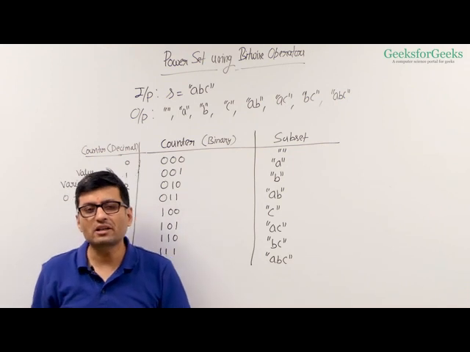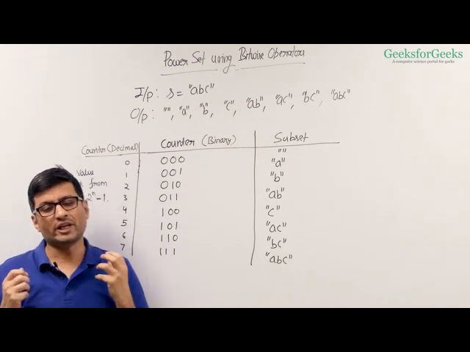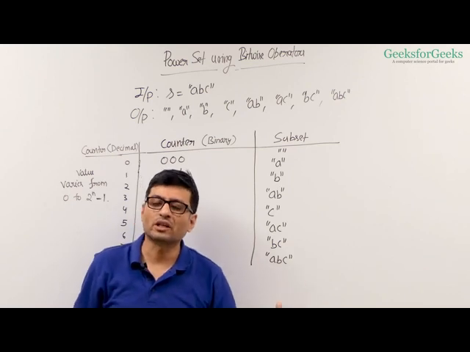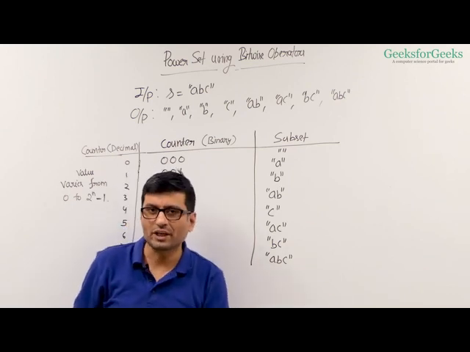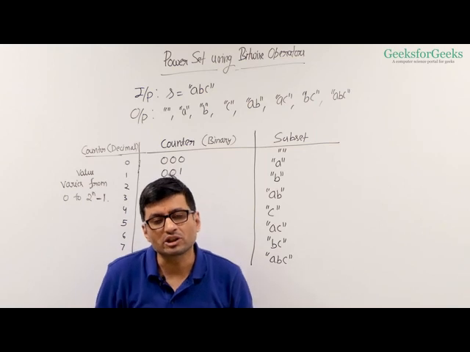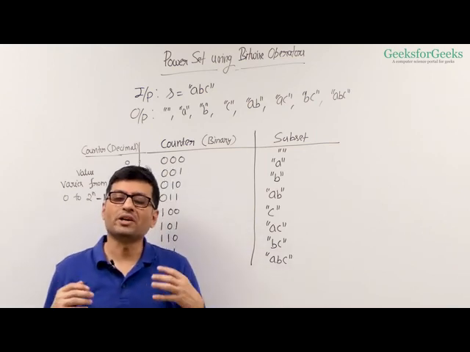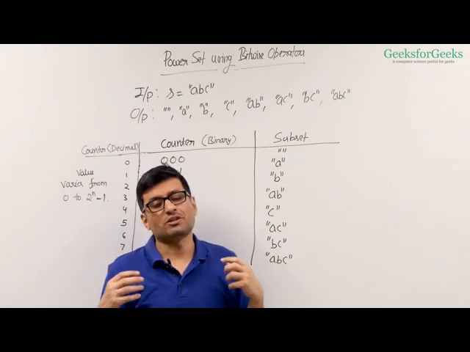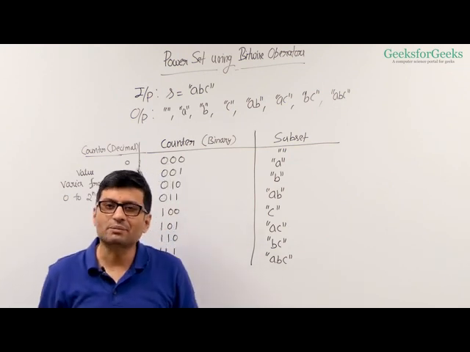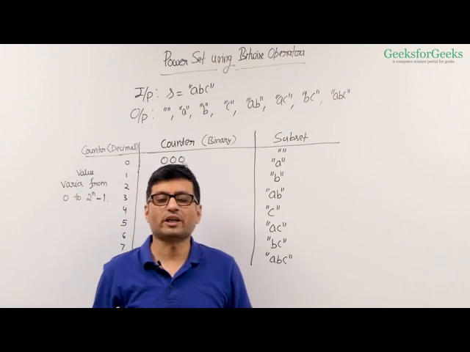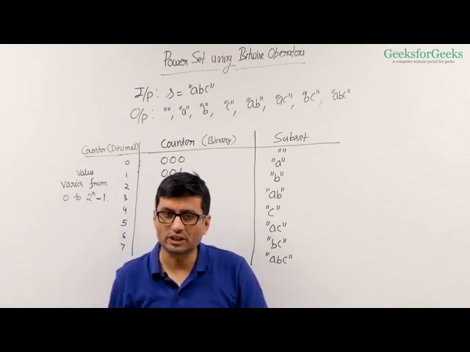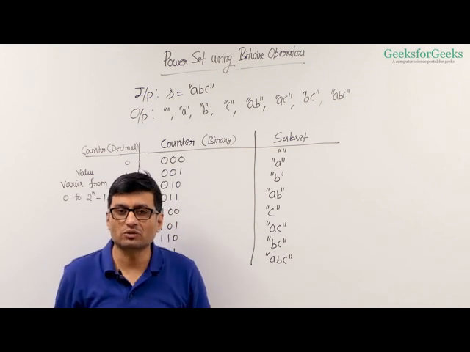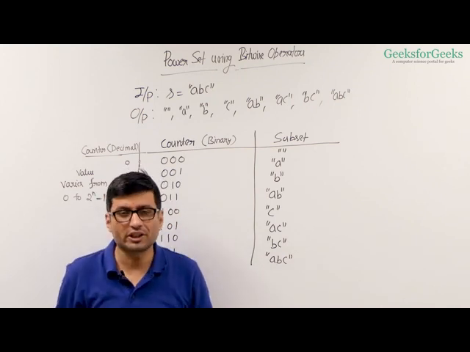Now we get an idea. We simply generate a value which is 2 raised to the power n minus 1. We run a loop from 0 to this value. In every iteration of this loop, we consider the binary representation of this value. We find out which bits are set in the binary representation and we put characters according to these set bits. Now again, please try to pause this video and try to write down the code after getting this idea.